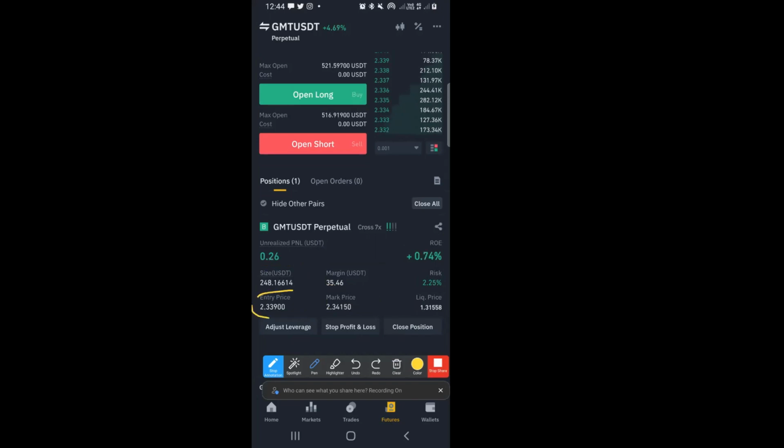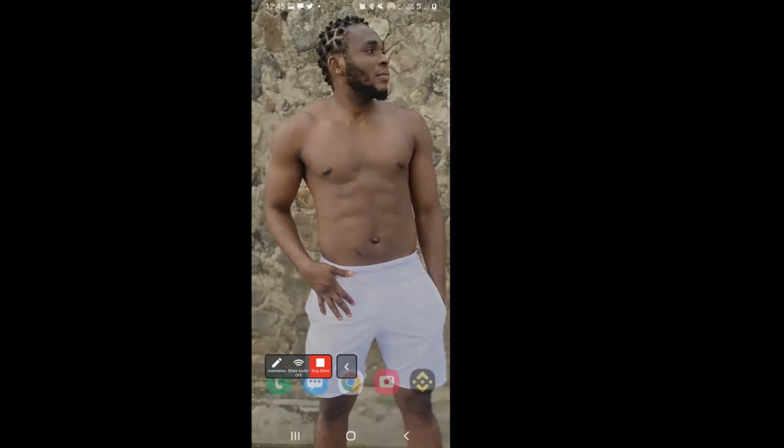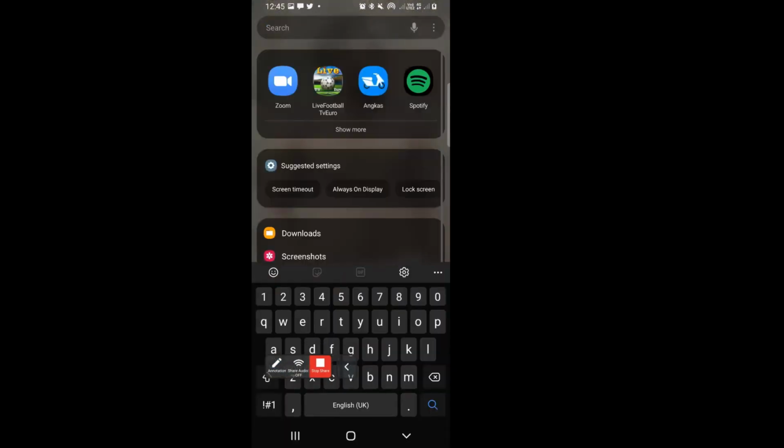So my entry was 2.3390. The current price is 2.3418. So I'm making a positive increase multiplied by the size of this coin. So currently, let's use a calculator for this so you guys will see what I'm trying to explain. We might choose to screenshot it. Let's go. Clear. Sorry for that, guys. Let's go for the calculator. Where's my calculator?